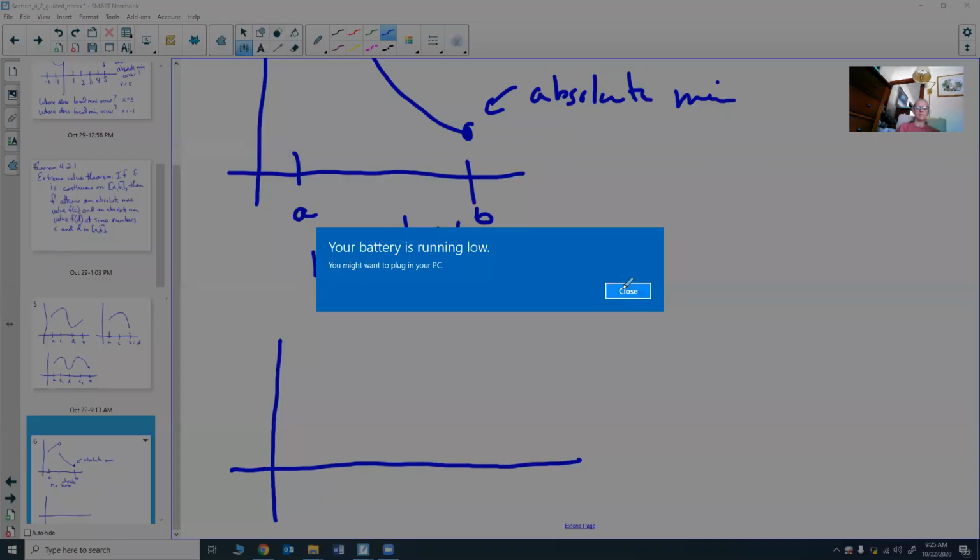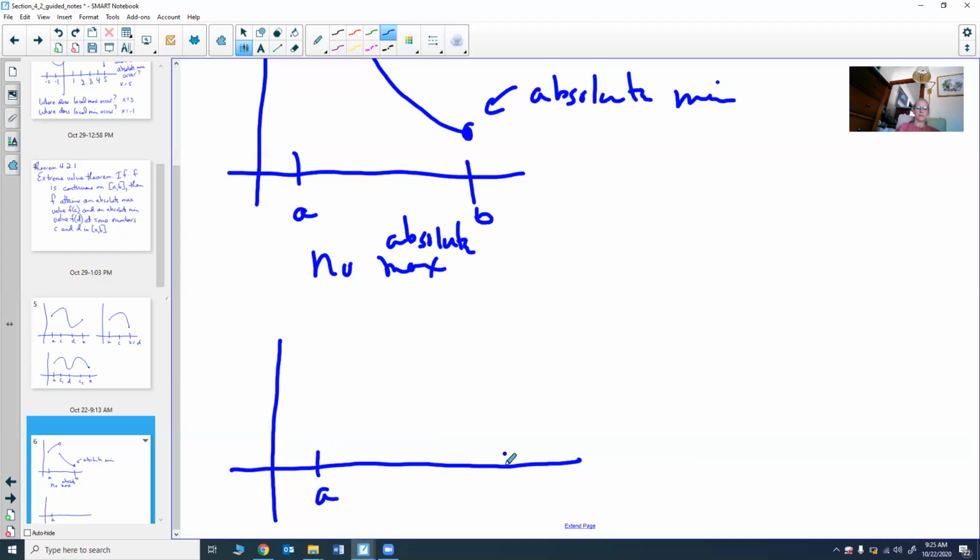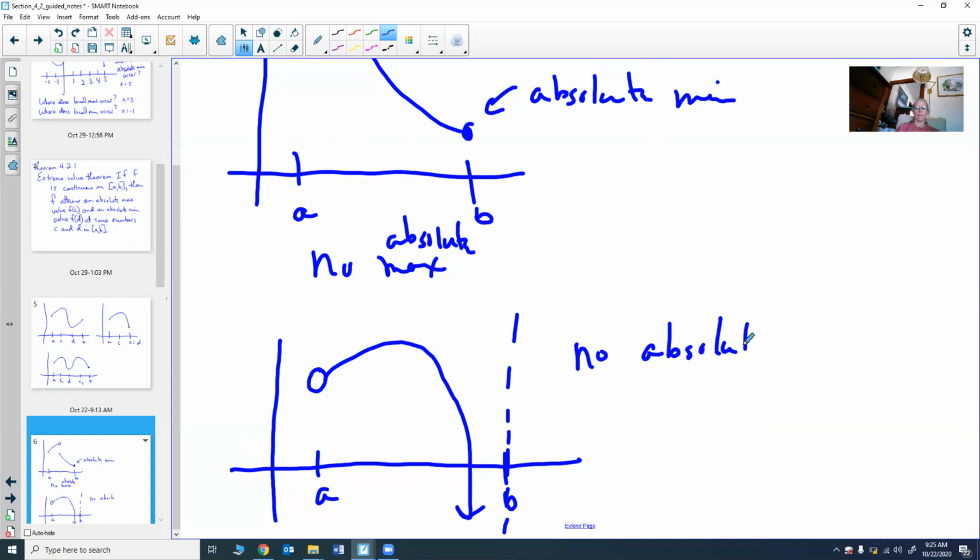Here again is A, and here again is B. And I'm going to come from A, but I'm going to be open here at A. I'm going to come up and I'm going to go down, and B is actually an asymptote. So in this case, it looks like I have an absolute max, but I have no guarantee of an absolute max because of this, and I also have no absolute min. I do have an absolute max right here, only because of the way the graph was drawn, but I had no guarantee of that, and I don't have an absolute min.